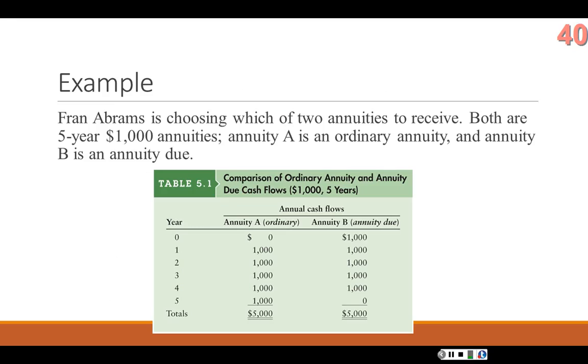So we're going to work with this example. Fran is choosing between two annuities. Both are 5-year $1,000 annuities. That means she receives $1,000 every period. Annuity A is an ordinary annuity, and annuity B is an annuity due.